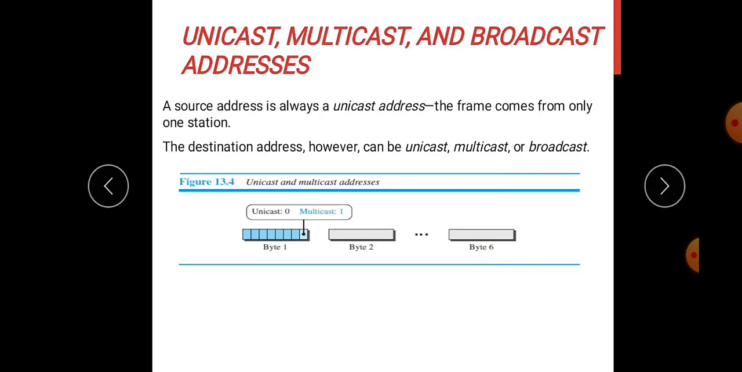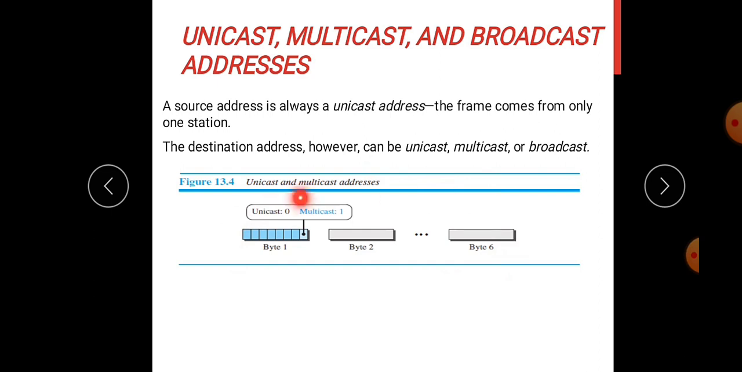Next we'll see what are unicast, multicast and broadcast addresses. A source is always a unicast address, that is, the frame comes from only one station. The destination address, however, can be unicast, multicast or broadcast. This figure will show how to distinguish a unicast address from a multicast address.